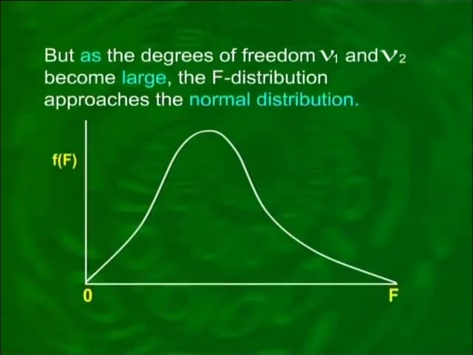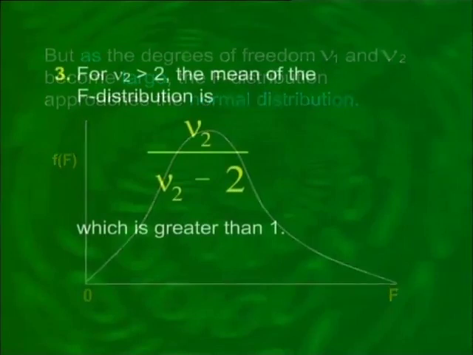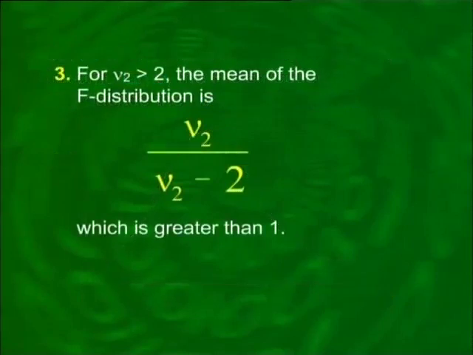approaches the normal distribution. The third property, students, is that for nu 2 greater than 2, the mean of the F distribution is nu 2 divided by nu 2 minus 2, and this quantity is obviously greater than 1.